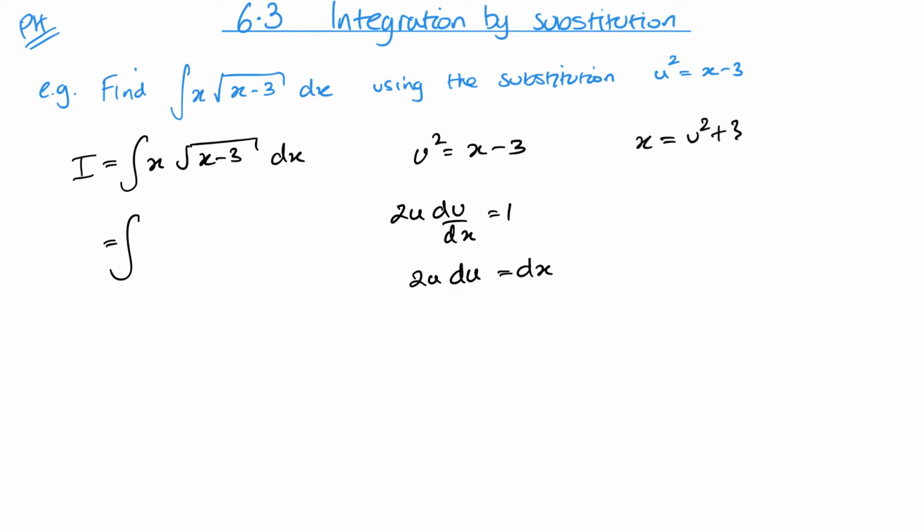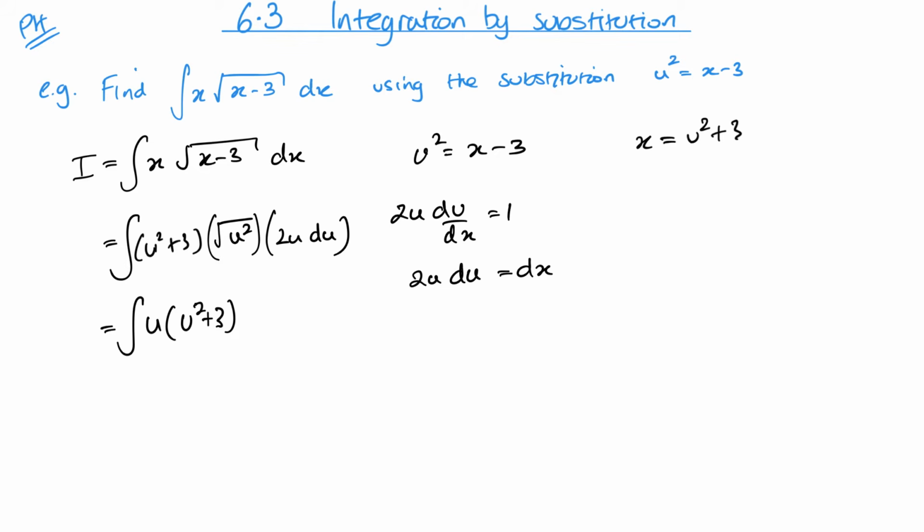So instead of x, I've got u squared plus 3. And then instead of my square root of x minus 3, this is going to be the square root of u squared. I would normally just jump straight in with the u, but I'm going to do it in steps. And then we've also got the 2u du, which replaces my dx. So here we now have an integration of u times u squared plus 3, times 2u du.